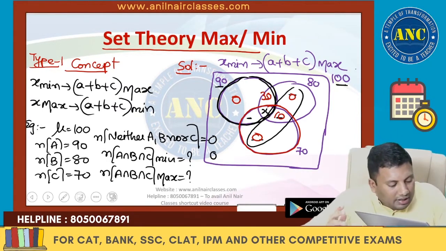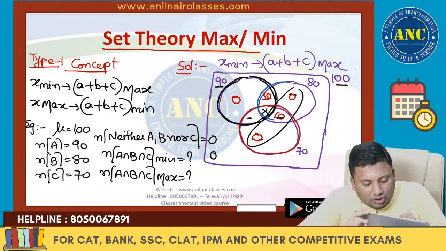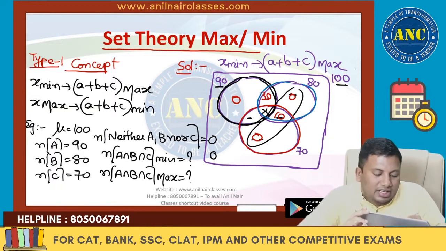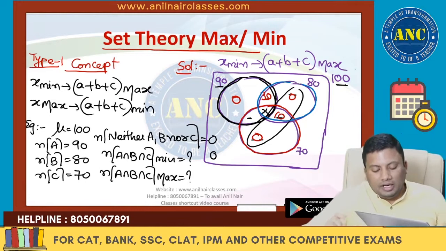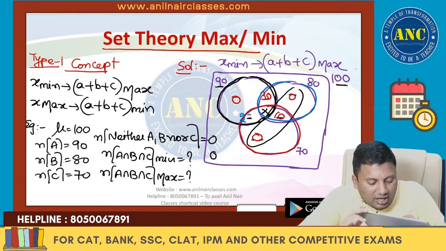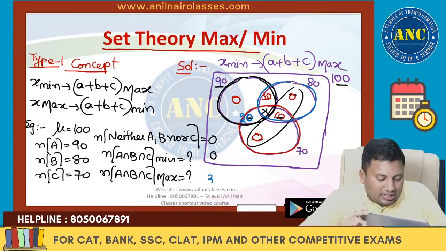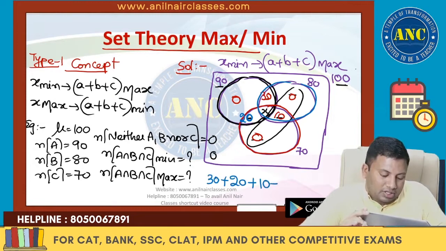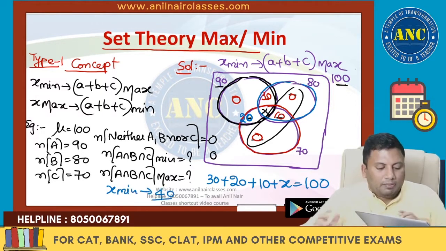And this is total 80. If this is total 80, outside it is 0. This plus this should give me the remaining 20. But this is maximum. So give the entire 20 there. So answer is 30 plus 20 plus 10 plus x equals 100. So x minimum is nothing but 40.